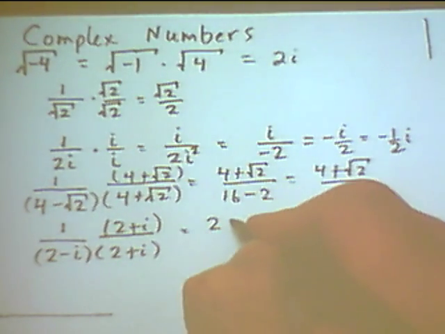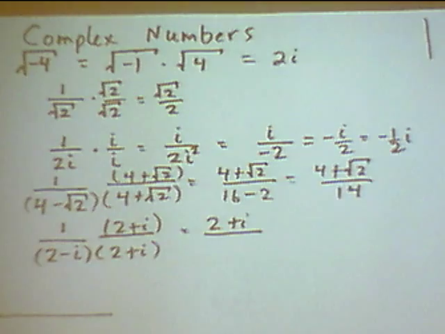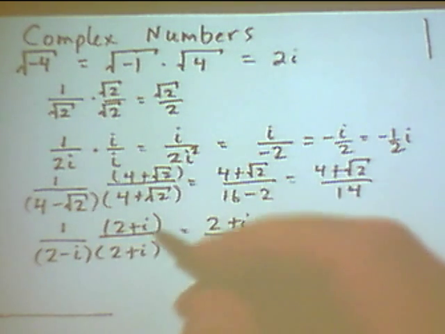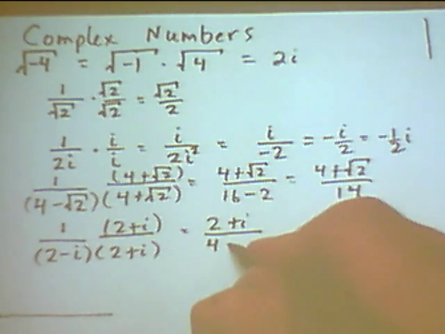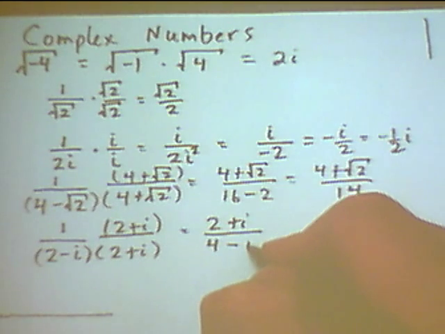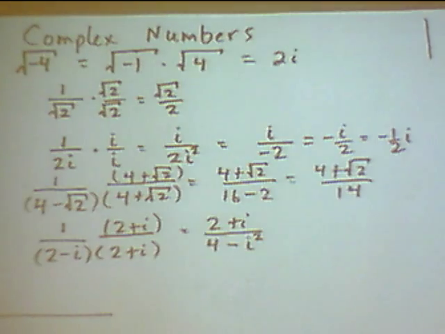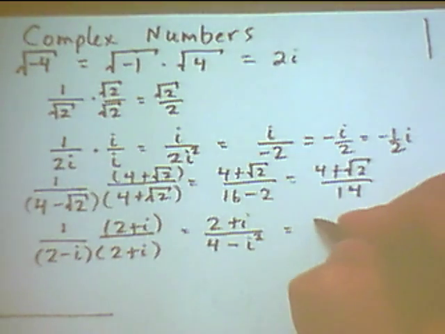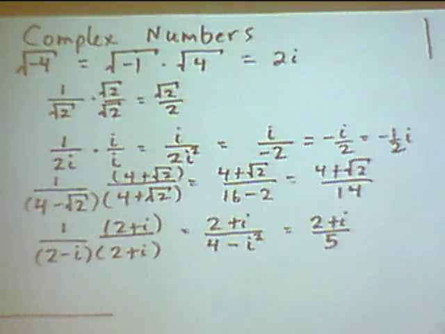So in the numerator, I have 2 plus i. In the denominator, I'm going to use my shortcut again. You take the first term and you square it, which is 4. You always write subtract, and then you square the second term. So 4 minus i squared. But now we recall that i squared is negative 1. So really in the denominator we have 4 minus a minus 1, which is like 4 plus 1. So 2 plus i over 5.